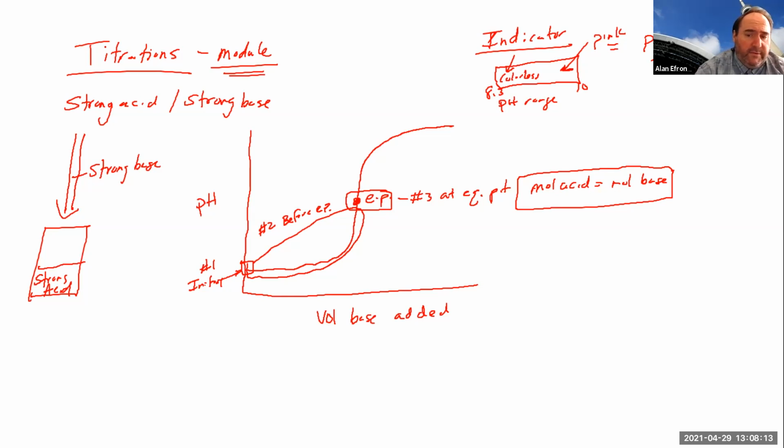We use these indicators as a visual representation of where we should stop our titration. That's why, when we choose one, we want some type of distinct color change that occurs as we approach the equivalence point. In this experiment, though, we're not going to rely solely on an indicator to tell us where we're at. We're going to follow the pH using something like a pH meter, so you can continuously follow the pH as you're adding base in this type of titration.